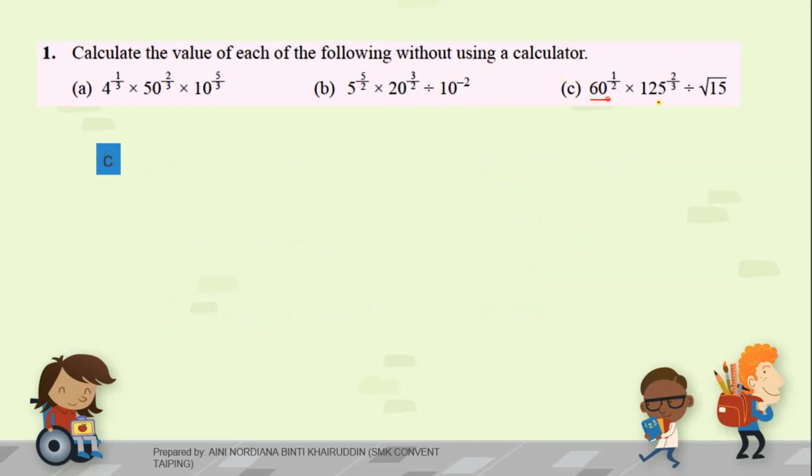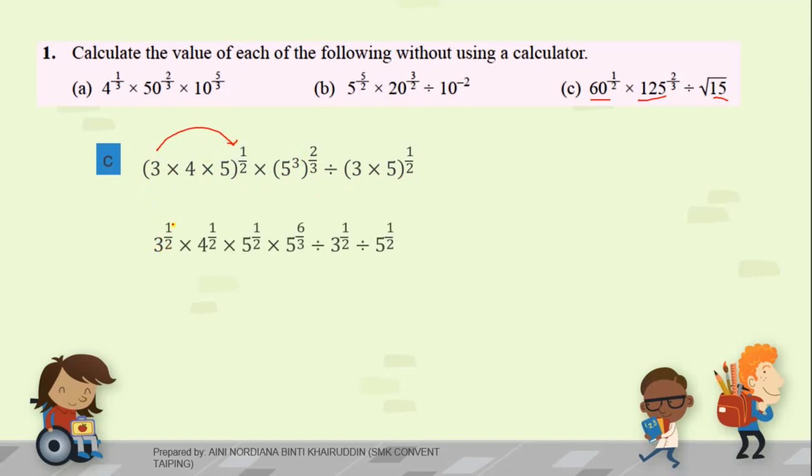So for question C, have a look at this. You have 60, 125 and 15. So for 60, choose 3 times 4 times 5. For 125, 5 cubed. 15, 3 times 5. So take out all of these numbers from the bracket. So you will get 3 to the power of 1 over 2 and 4 to the power of 1 over 2 times 5 to the power of 1 over 2, every single number in the bracket. And then this is 5 squared.